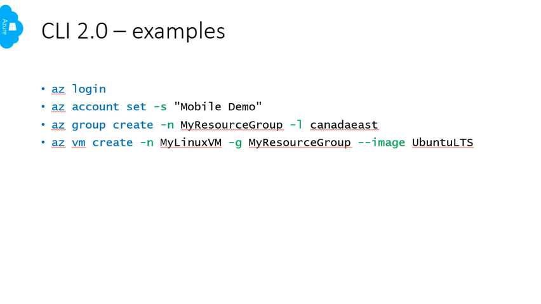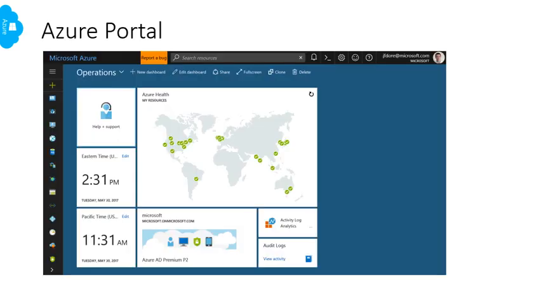You can do AZ login, AZ account set /s mobile demo, AZ create resource groups. You can give it a name. AZ VM create, that will give a name to the VM, name of the resource group, and the image itself. These are very basic examples of how you can automate or create a Windows or Linux VM. Or you can navigate to the Azure portal, navigate to all services, search for a VM, create a VM, and that will allow you to create the VM itself.